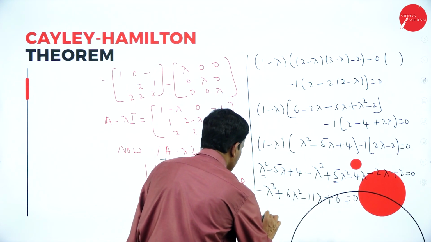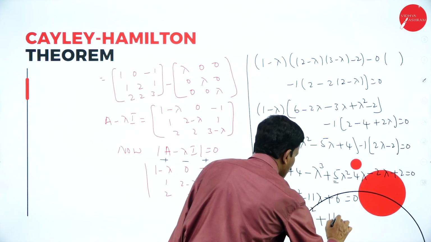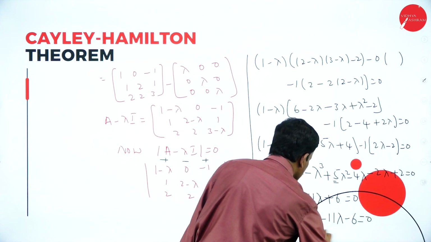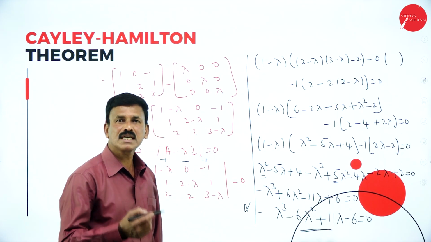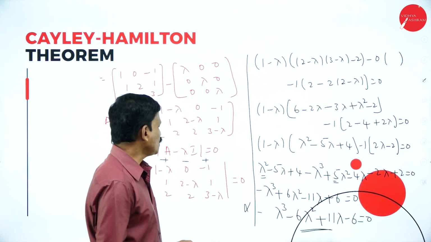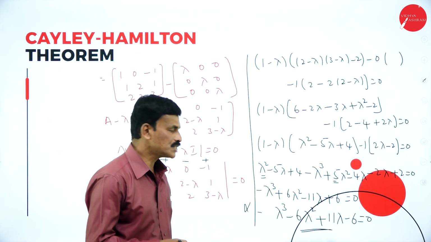Now multiply by negative sign, you will get lambda cube minus 6 lambda square plus 11 lambda minus 6 is equal to 0, the characteristic equation. Hope you followed, right? So hence the characteristic equation is lambda cube minus 6 lambda square plus 11 lambda minus 6 is equal to 0.